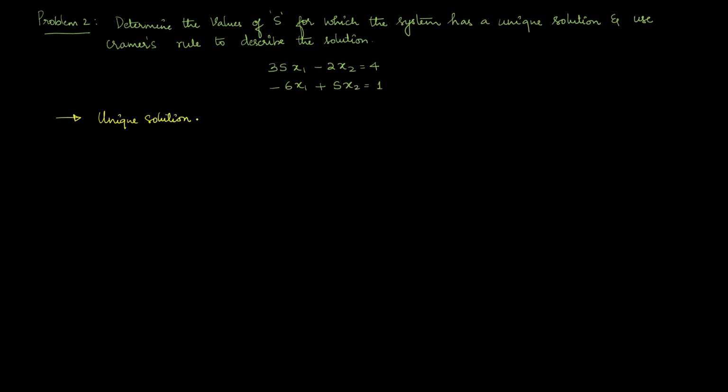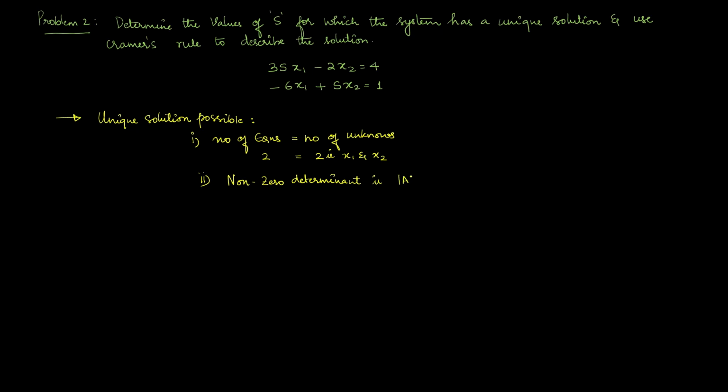To obtain the unique solution, there are two conditions that need to be satisfied. The first one is that the number of equations should be equal to the number of unknowns that are present. So here there are two equations that we have and the number of unknowns are 2, that is x1 and x2. The second point is that a non-zero determinant should be obtained. So that means if I consider the determinant of A, the resultant should be non-zero.